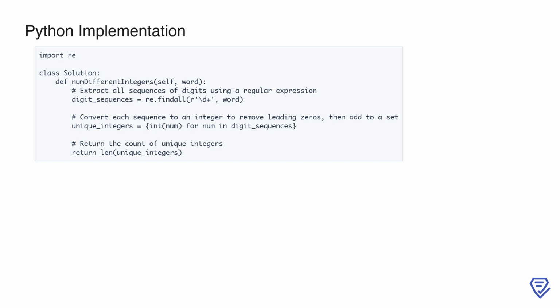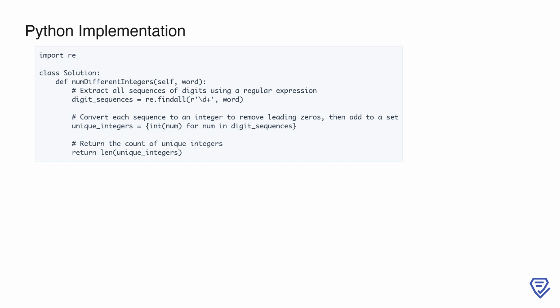5. Returning the count of unique integers. Finally, we return the size of the set unique_integers using len(unique_integers). This gives the total number of distinct integers in the input string. This approach is efficient and concise. The regular expression efficiently identifies digit sequences, and the use of a set ensures that duplicates are handled naturally.